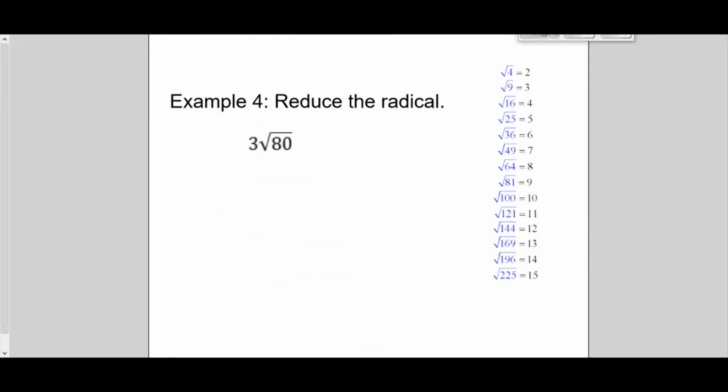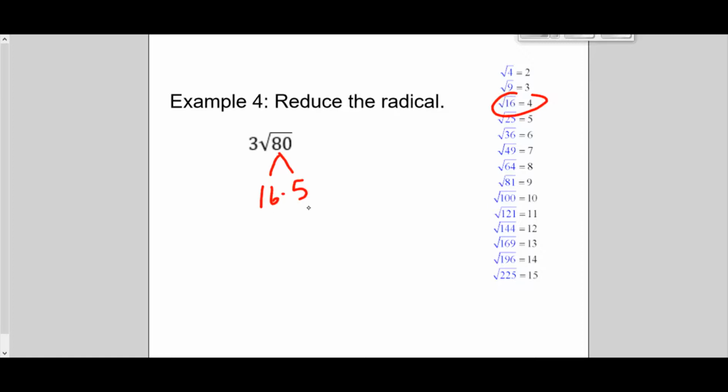These next few examples are going to have a number in front of the radical, and that's fine. We can still reduce the radical. We're just going to reduce the number that's inside. So here we have 3 square root of 80. I'm going to work through this one a little bit quicker. That number inside, we could break it up. The largest perfect square that's going to go into 80 would be 16. So this would get you 16 times 5.